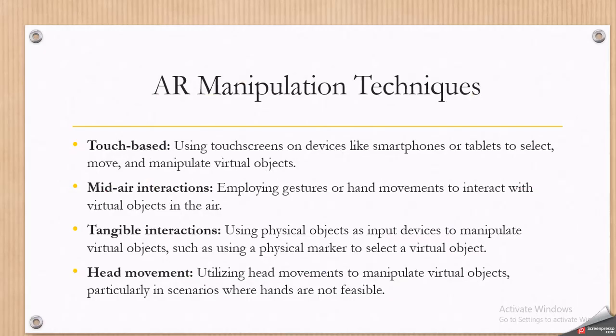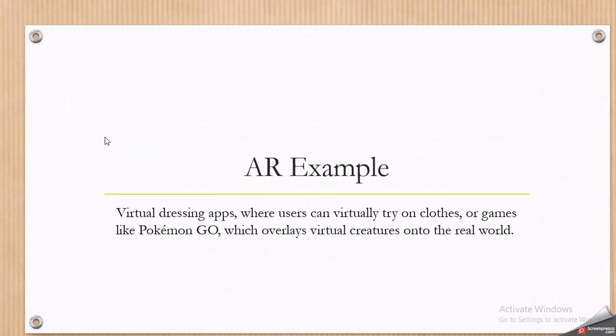Next is head movement. The sandbox which I showed you, we can do using head movement, according to the user's head movement. When there is a manipulation like this, we call it the head movement technique. Here are examples where this manipulation technique has been used: virtual dressing apps where users can virtually try on clothes, or games like Pokemon Go which overlays virtual creatures onto the real world.